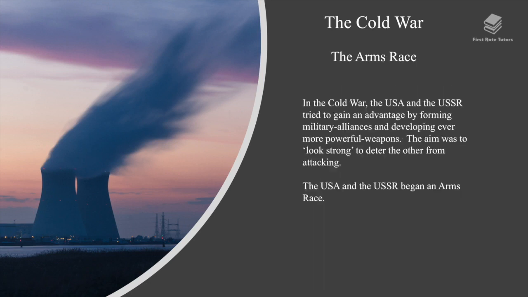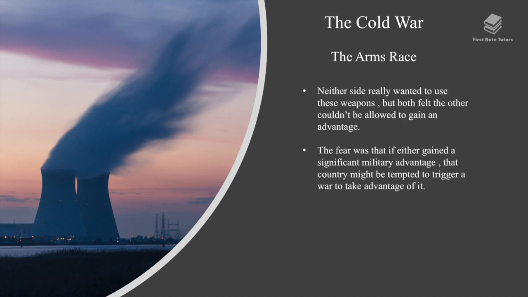The arms race. In the Cold War, the US and the USSR tried to gain an advantage by forming military alliances and developing ever more powerful weapons. The aim was to look strong, to deter the other from attacking. The US and USSR began an arms race. Neither side really wanted to use these weapons, but both felt the other couldn't be allowed to gain an advantage.